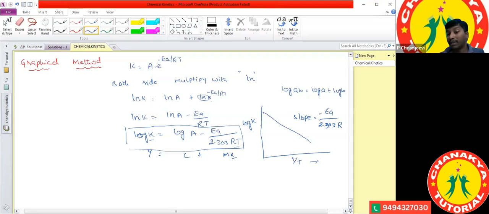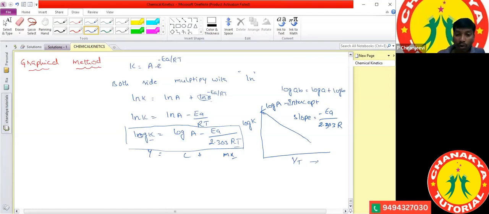How it looks here: it looks like a decreasing line. So this we can call as an intercept. What is the intercept here? Intercept is nothing but log A. So what is the intercept in the given equation? Intercept is log A. What is the slope? Minus Ea by 2.303 R. Okay, so this is one method.